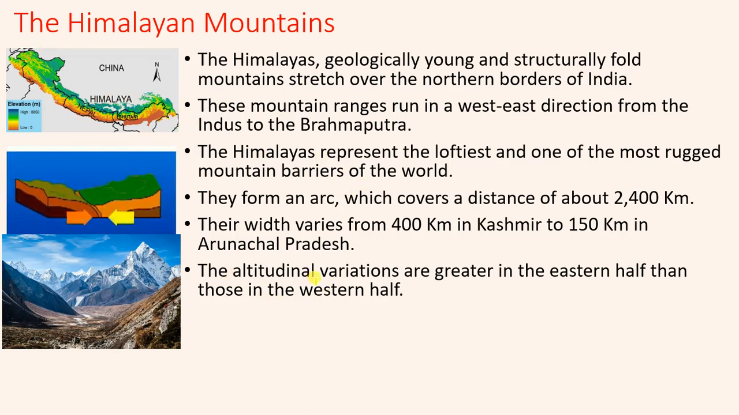The altitudinal variation, means in altitude, height variations are greater in the eastern half than those in the western half. So in the western half generally these mountains are uniform in their height, but in the eastern side highly uneven altitude is observed, and in this part only the Mount Everest is lying.